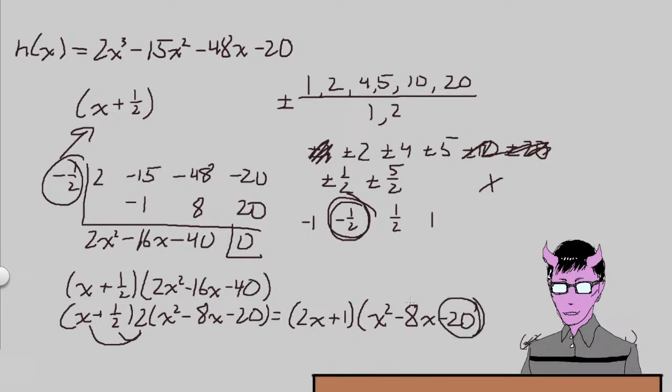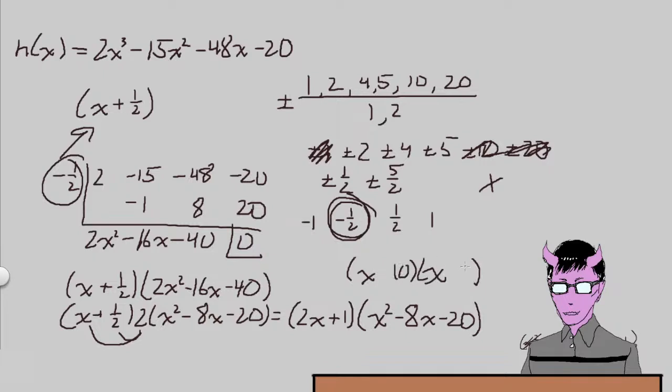Factors of -20 that sum to make -8. Or let me repeat that. Factors of -20 that, if you sum, make -8. So factors of 20: 1 and 20, nope. 2 and 10, that looks correct. 2 and 10.